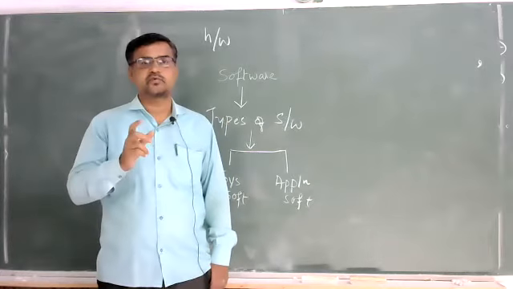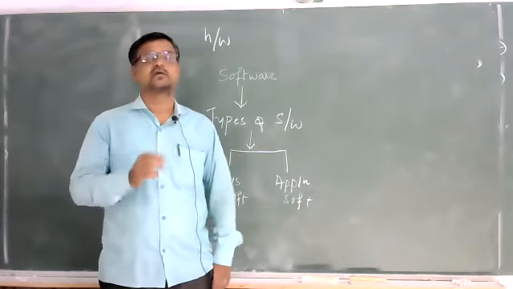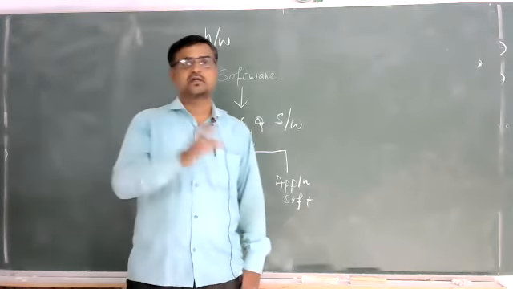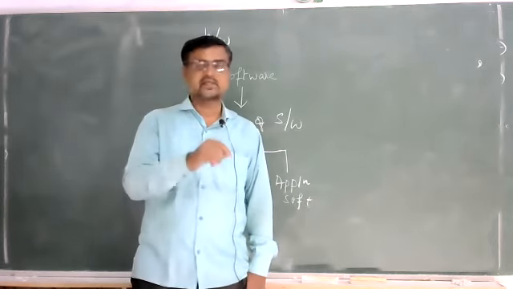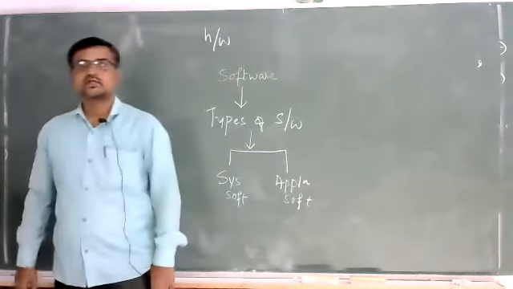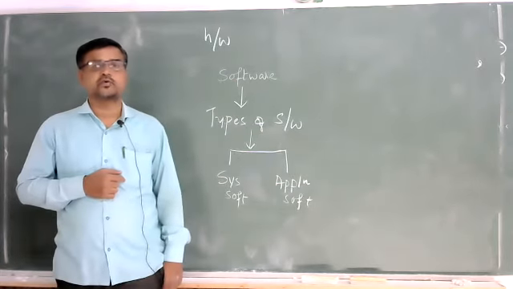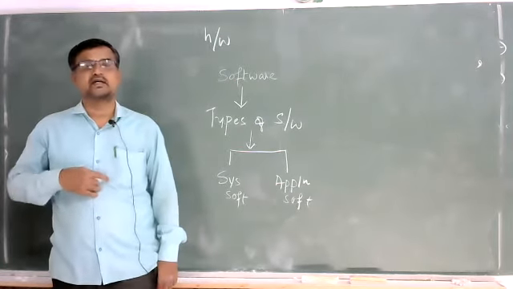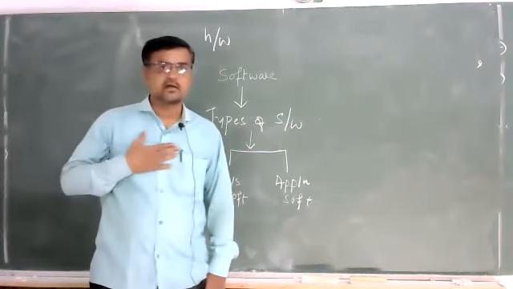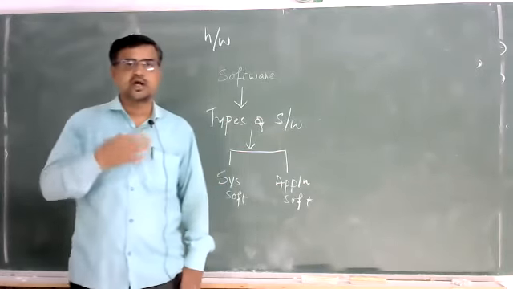So a system software, or operating system, is a software which interlinks between man and machine. What is it going to do? It is going to create an interaction between man and the machine, or the user and the system.